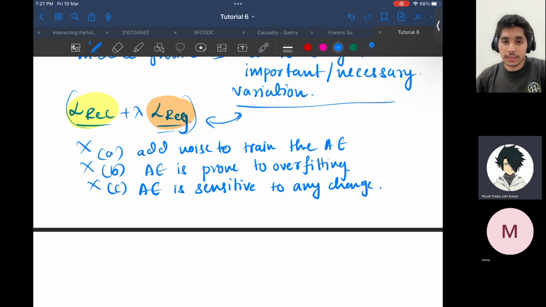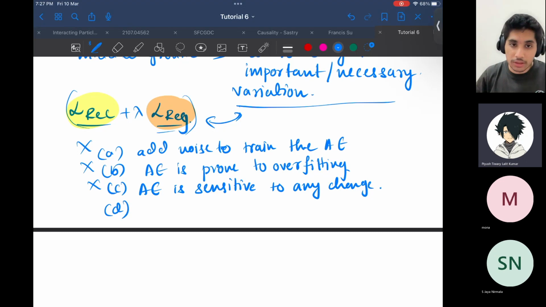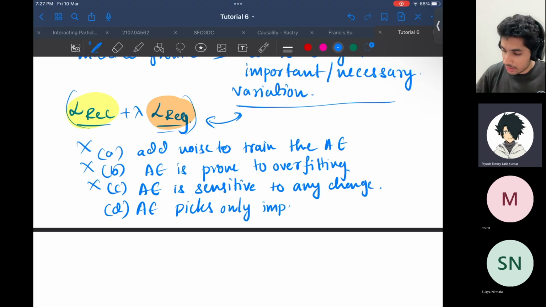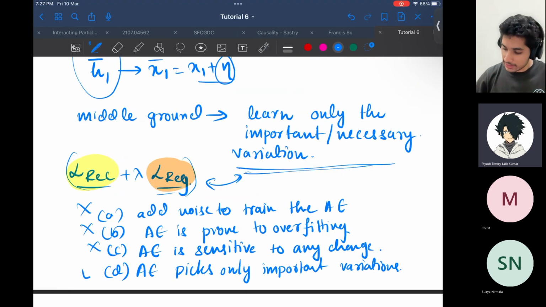And finally, there is a D option. What is the D option? It says that the autoencoder picks only important variations. Is this true? Yeah, well, this is true, right? As we explained here, this is exactly what it does. So the D option will be correct. So this was the explanation for this eighth question.